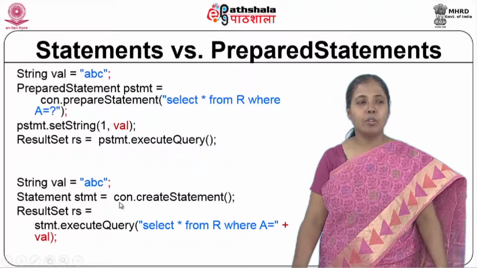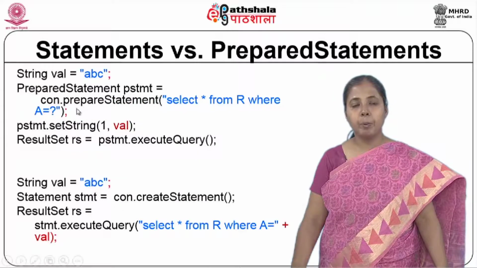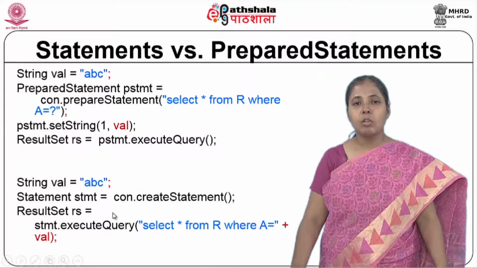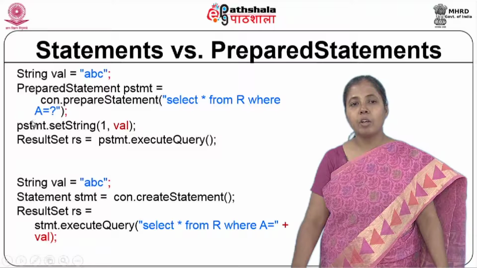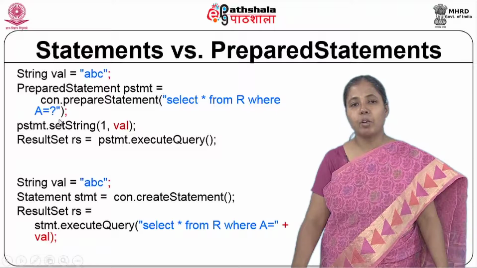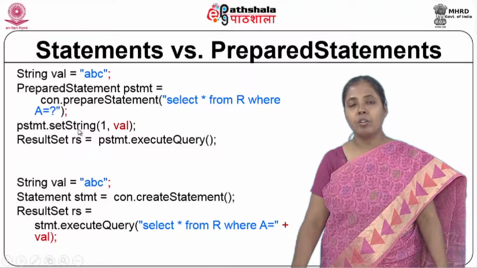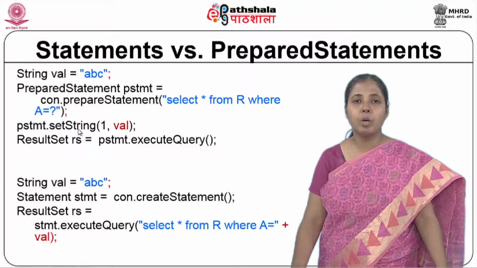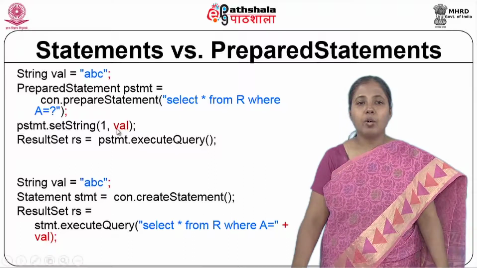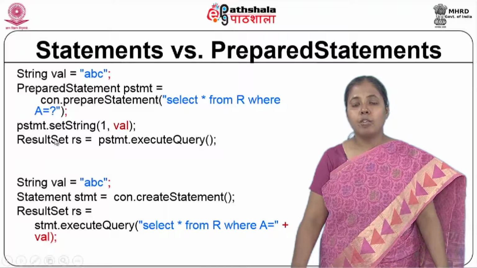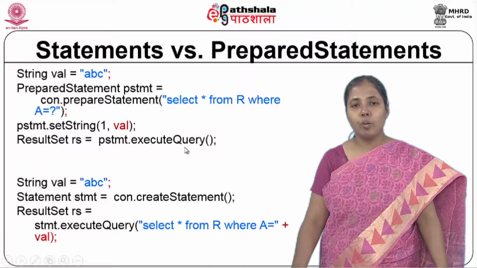So, this is the difference between the statement and the prepared statement. Here you can see that we have the value to be ABC. We create a prepared statement object, with the prepared statement as select star from some table R where the attribute field equal to question mark, and we set the string. It can be set int or set string depending upon the different data types of the field in the table. So, set string, you get the value and set it in the prepared statement. Now you are executing the query.